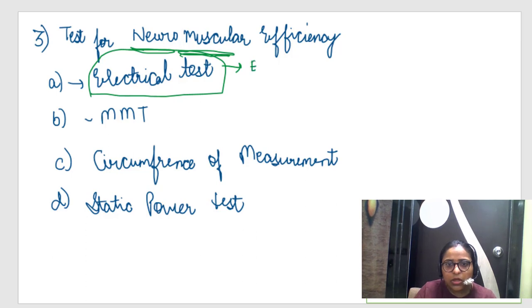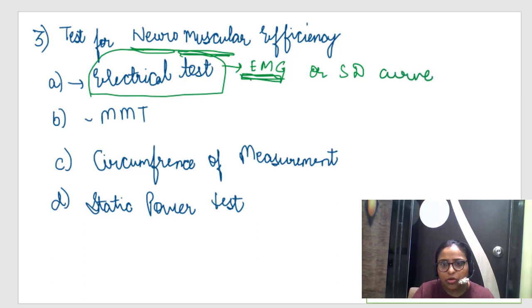This is your EMG, electromyography, right? You place the electrodes, and when you do the activity, a graph is formed. That graph shows you the activity of the muscle, right? So this is your EMG, or you can check it by your SD curve, that is your strength duration curve. With this you assess the nerve, how much the nerve is working.